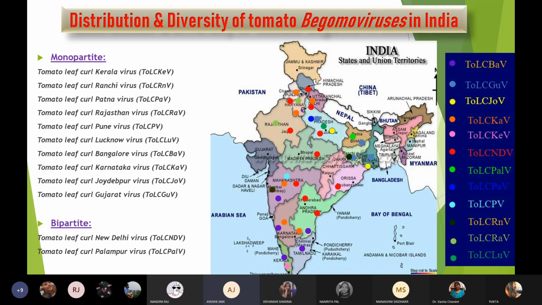Monopartite Begomovirus species include tomato leaf curl Kerala virus, tomato leaf curl Ranchi virus, tomato leaf curl Patna virus, tomato leaf curl Rajasthan virus, tomato leaf curl Pune virus, tomato leaf curl Lucknow virus, and so on. Bipartite Begomoviruses include tomato leaf curl New Delhi virus and tomato leaf curl Palampur virus. These tomato leaf curl viruses have a wide host range and infect tomato, eggplant, cucurbits, cotton, chili, cowpea, okra, and tobacco crops, as well as some common weeds.